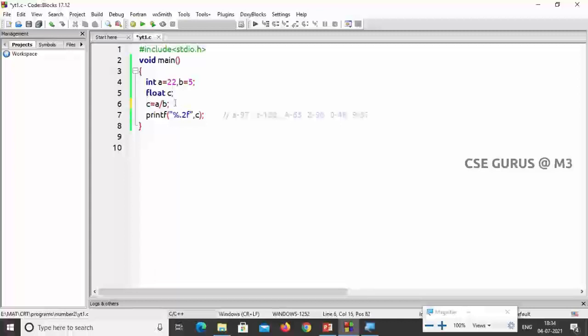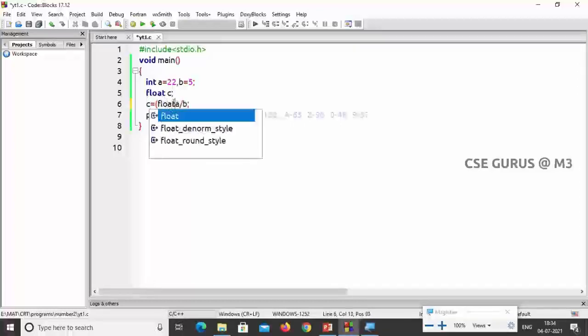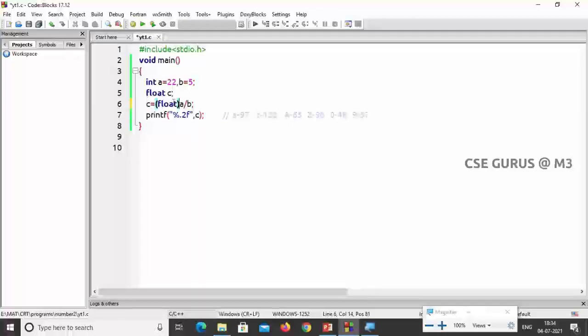But in order to get the float value, what you need to do is typecasting. Anyway, I'll explain this clearly in the typecasting video, how to make type conversions, everything. Right now, there is one rule: integer by integer, result will be integer; integer by float, result will be float; float by integer, result will be float; and float by float, the result will be float.